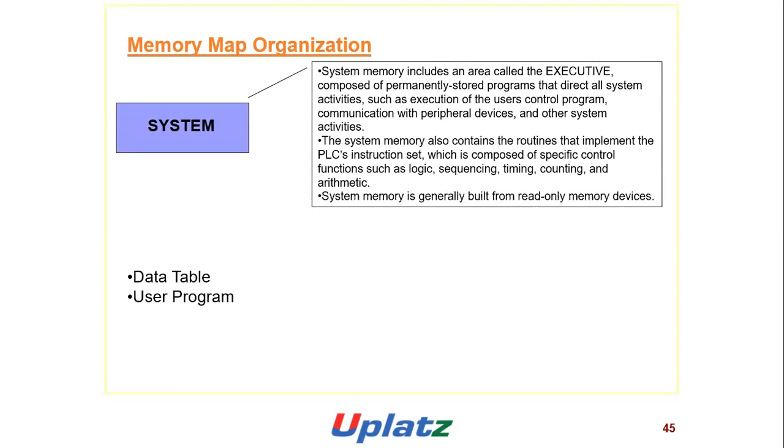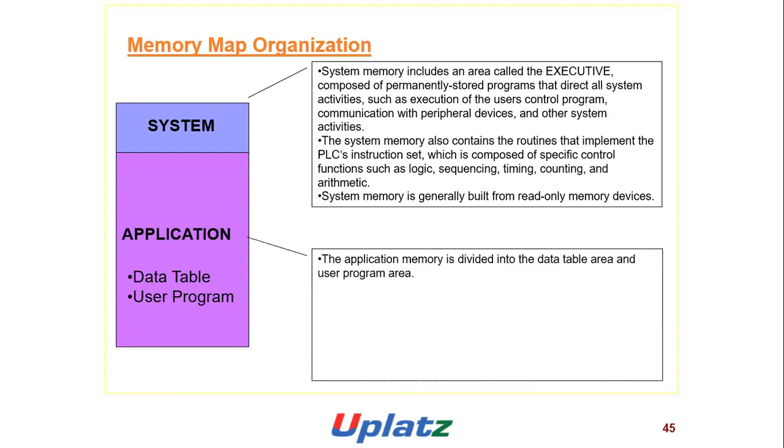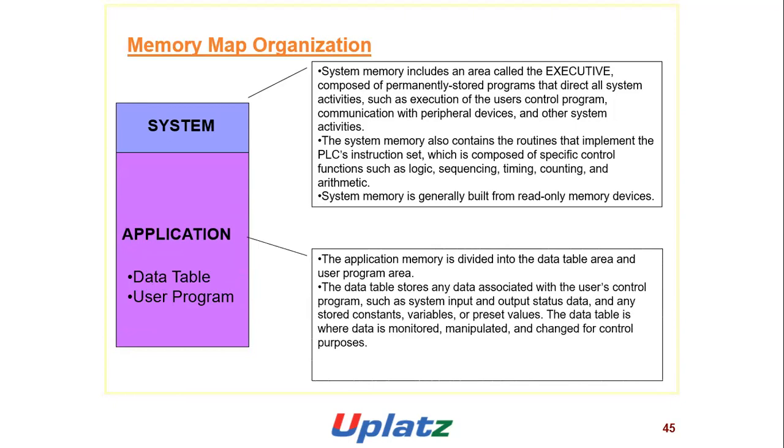System memory is generally built from read-only memory devices. Application memory consists of the data table and user programs, and is divided into the data table area and user program area. The data table stores any data associated with the user's control program, such as system input and output status data, and any stored constant variables or preset values. The data table is where data is monitored, manipulated, and changed for control purposes. The user program area is where the program instructions entered by the user are stored as an application control program.